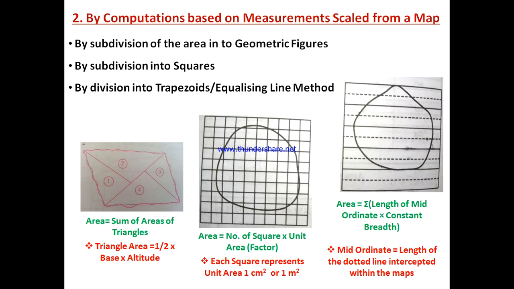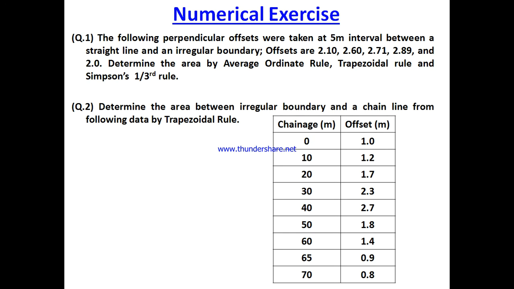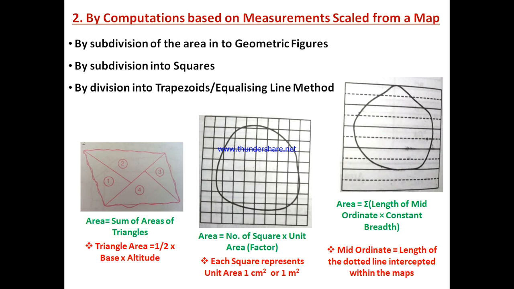So this tracing paper we will take and put it on a particular drawing, and then we will simply count the number of squares enclosed in that figure, and also calculate the portion of some of the fractional squares which are coming at the curved boundaries. Suppose here some fraction of the squares are coming. So we will calculate these fractions of squares separately and the total squares separately.